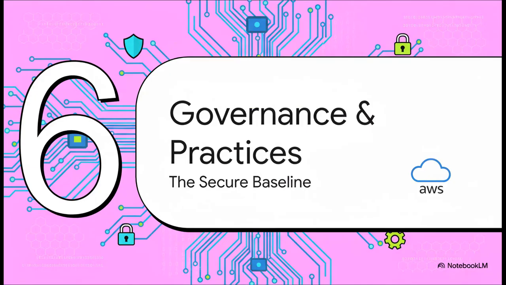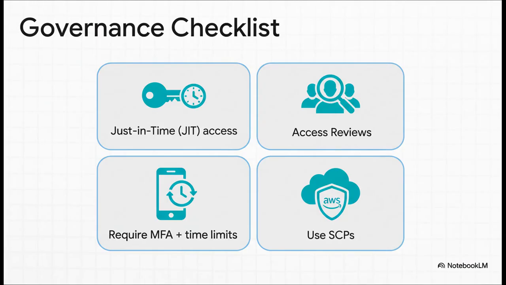Finally, let's distill all of this down into a clear set of actionable best practices. These are the foundational things you really need to implement for an enterprise-grade governance posture. And look, these aren't just suggestions. They are core tenets of a modern cloud identity strategy. This means privileged access should be just in time, temporary and approved, not permanent. You must regularly review who has access to what. And you must use organizational guardrails, like service control policies, to enforce security from the top down.